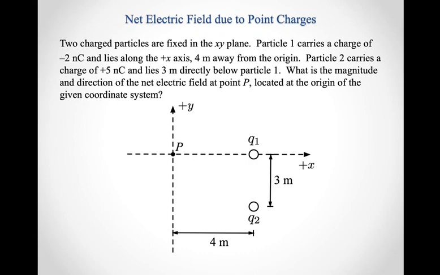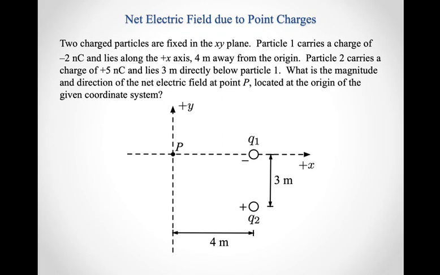So the first thing I'm going to do is go ahead and label what my charges are. Q1 is negatively charged, Q2 is positively charged. Again, that's going to help me figure out what direction each of those charges' contribution to the net electric field will point. Second thing I'm going to do is say, well, I know that that contribution is going to depend on how far away those charges are.